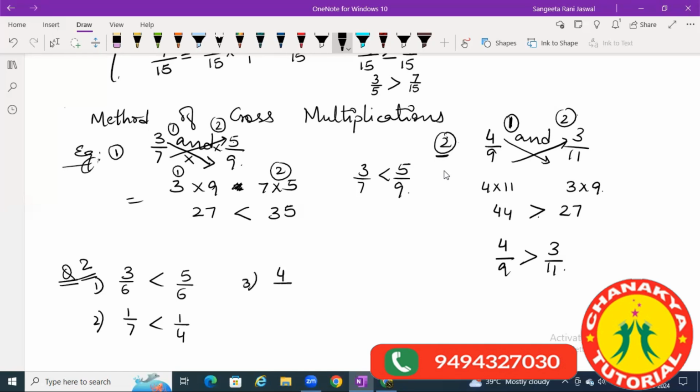Yes, ma'am. Okay, next is 4 by 5 and 5 by 5. Which one is greater? Ma'am, 5 by 5, the whole. Next one, 3 by 5 and 3 by 7. Now the numerators are the same here and denominators are different. So which fraction will be greater? Which is the smaller denominator? Ma'am, 3 by 5. Okay, so smaller denominator will be a greater fraction. Yes, ma'am.